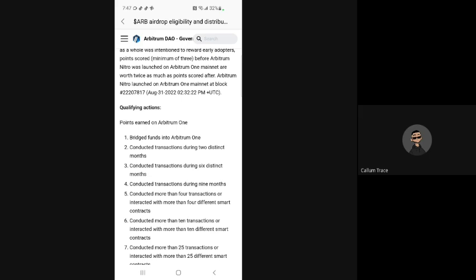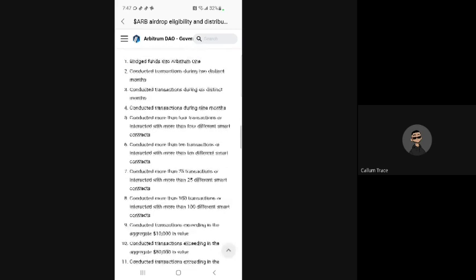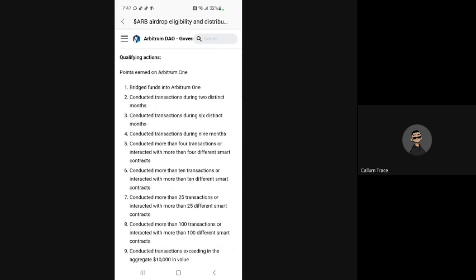Right. So that means even if you funded Arbitrum and you did not use the official bridge, you may not qualify, because many people did not use the official bridge because then the gas was really high. Second, they said conducted transactions during 2 distinct months.